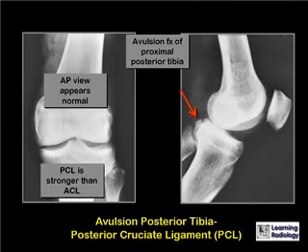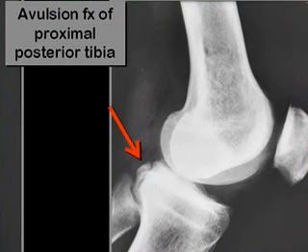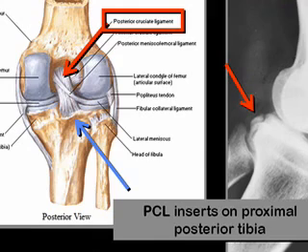Another bony clue is avulsion of the posterior aspect of the proximal tibia, to which the red arrow is pointing. This is the site of insertion of the posterior cruciate ligament, and there is frequent association of injury to the posterior cruciate ligament when this avulsion is present.